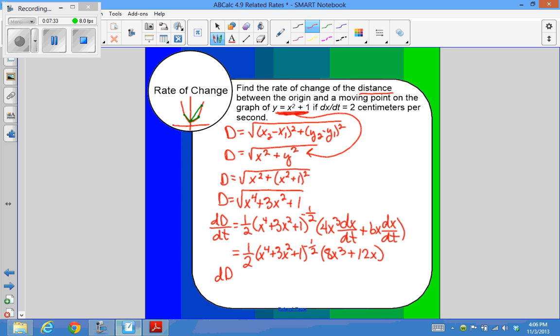If I simplify and reduce this, then my final value for dD/dt is going to be, because this is a 1/2 right here and I'm going to cancel it out with the 2 that I just put in, I would get (4x cubed plus 6x) all over the square root of (x to the 4th plus 3x squared plus 1). Then I can plug in whatever x value I want, and that will give me the rate of change of the distance with respect to time. Not a big deal there.